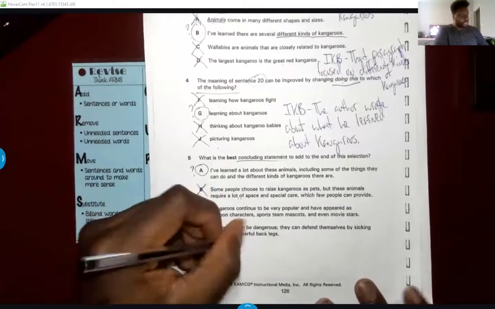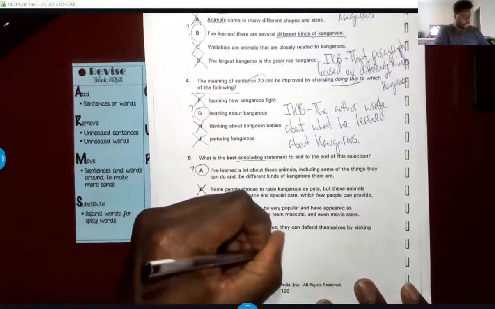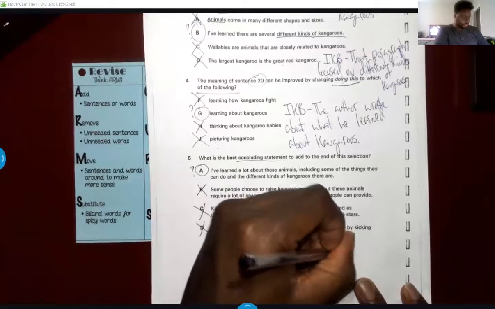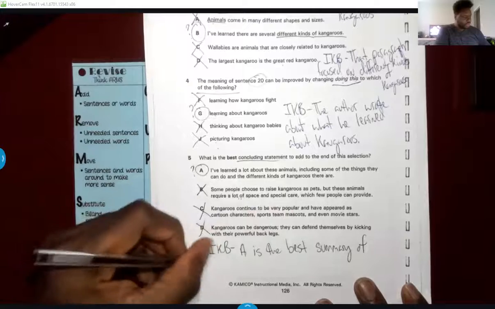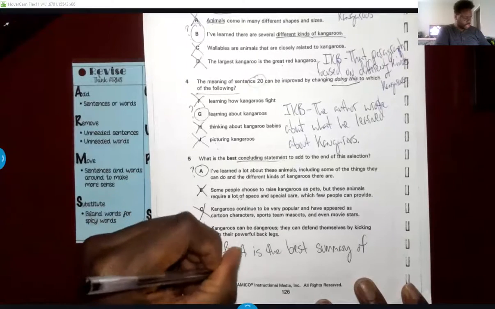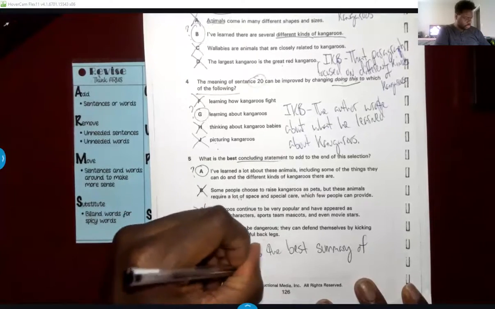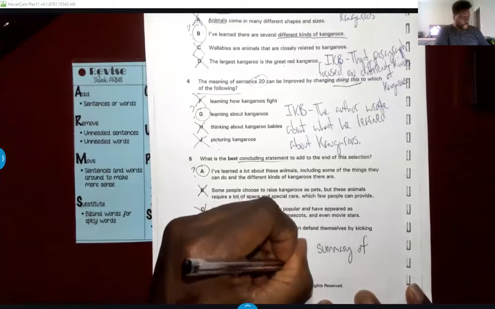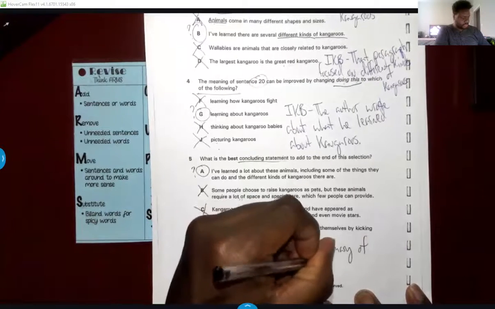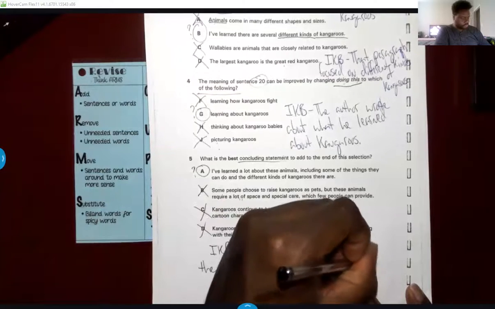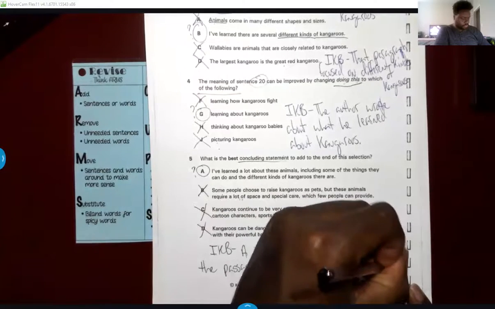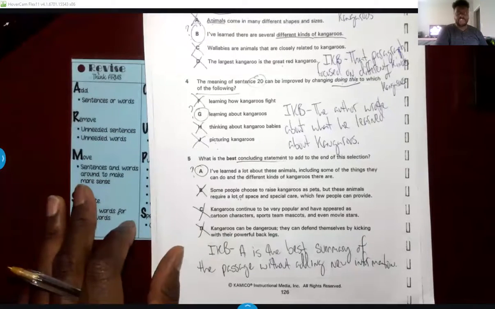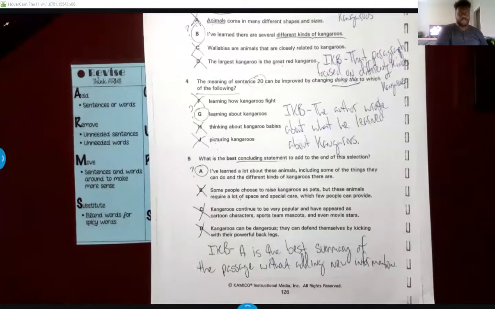So I'm going to put: I know because A is the best summary of the passage without adding new information. So A is the best summary of the passage without adding new information. There was no new information added there, so that will be the best one, okay?